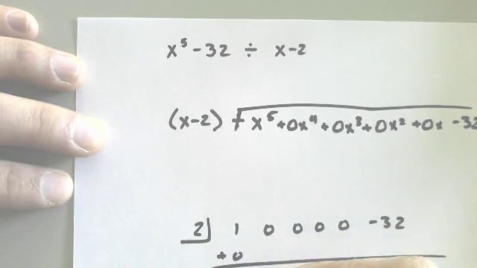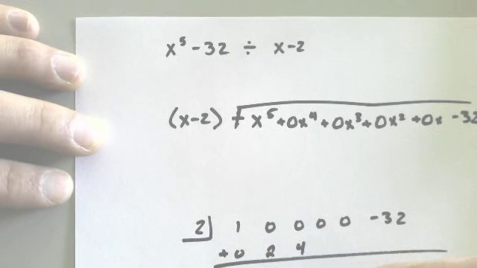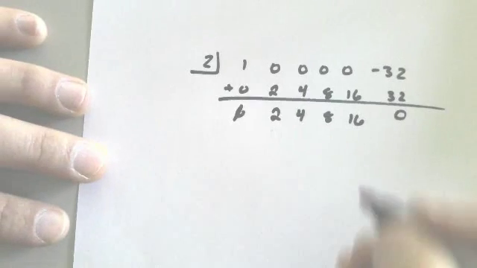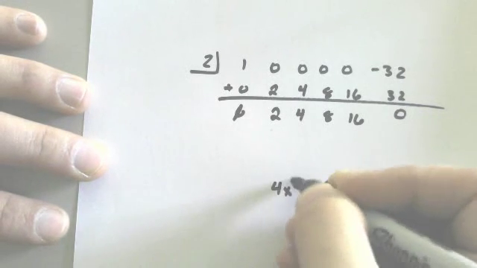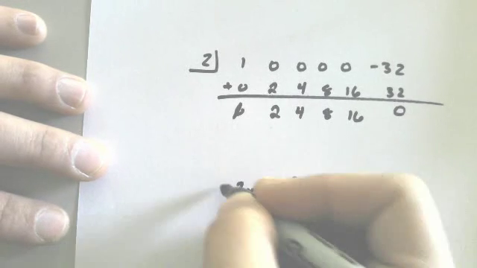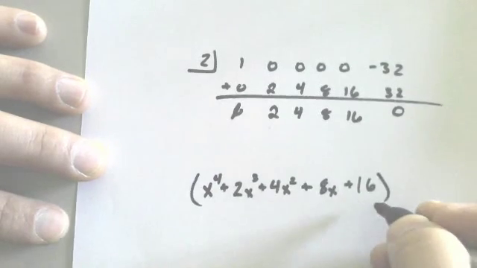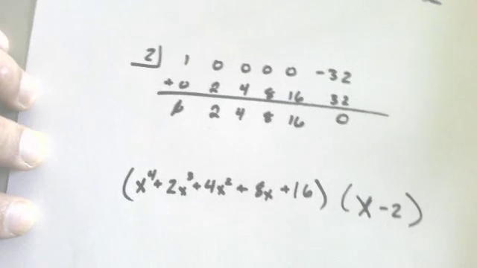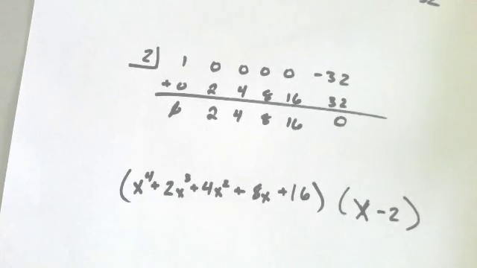Adding 0, that gives me a 1, 2, gives me a 2, 4, gives me a 4, 8, 16, 32. So my remainder is 0. So I have 16 plus 8x plus 4x squared plus 2x cubed plus x to the 4th. So this times x minus 2 will equal x to the 5th minus 32. And that's our lesson on synthetic division there.